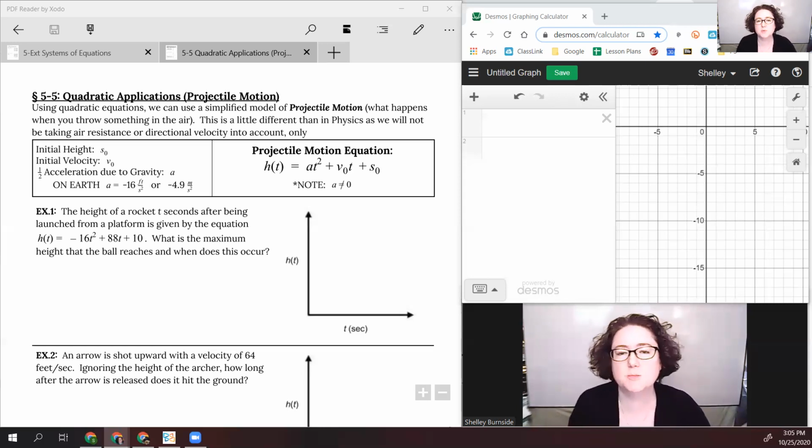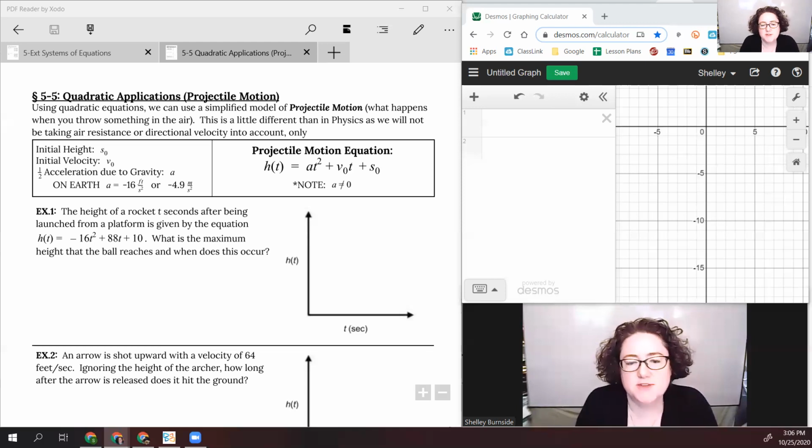And we're actually going to approach these by looking at the graphs of these values. And so specific points in our function or on our graph can actually give us information about that motion. So in example 1, the height of a rocket t seconds after being launched from a platform is given by the equation. So we need to figure out what's the maximum height the ball reaches and when does it occur.